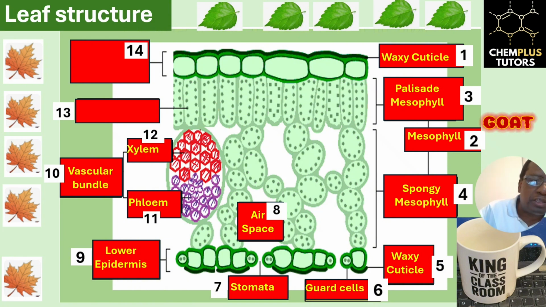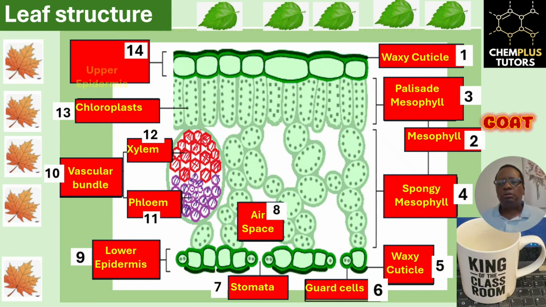Now we want to look at these structures which are densely packed in the palisade mesophyll. We can also see those structures again in the spongy mesophyll. Number 13, what are they? These are called chloroplasts. And if number 9 was the lower, number 14 should be the upper epidermis.